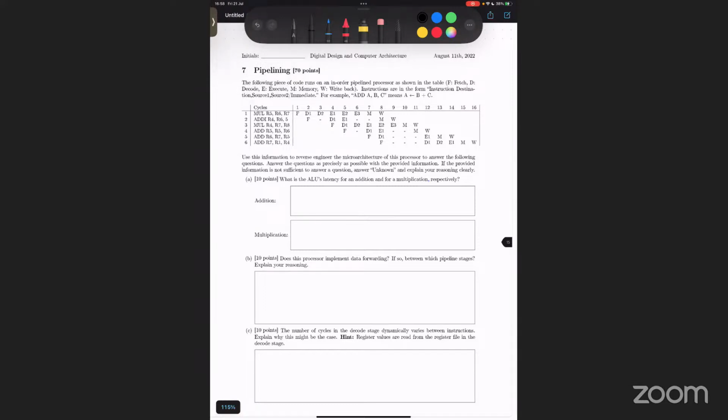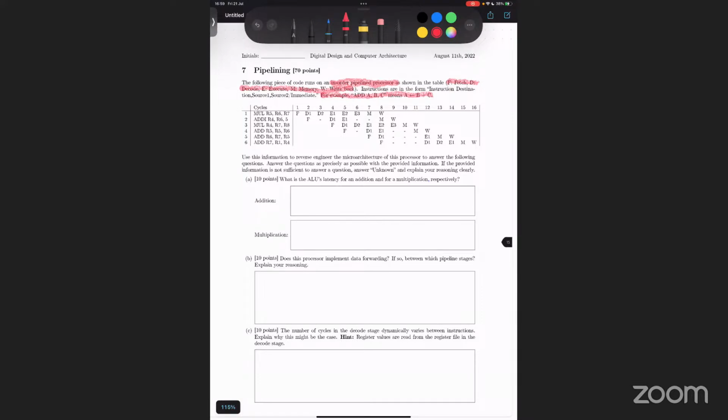So let's first take a look at the question. We are given an in-order pipeline processor that has 5 stages in the pipeline, and we have the instruction format like this, where we have the destination first and the 2 operands that follow. So the first question is, what's the ALU's latency for the addition and multiplication command?